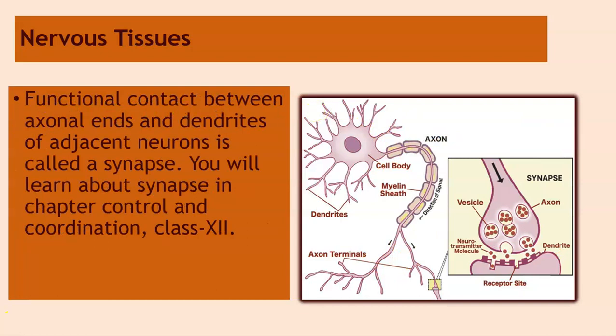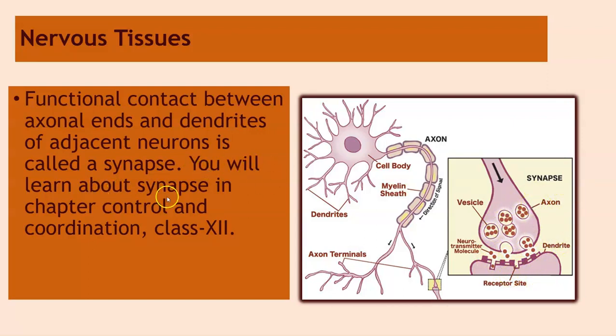Students, the functional contact between the axonal ends and the dendrites of the adjacent neurons is called a synapse. Have a look at this image here. You can see this is your neuron, and this tiny thing, the telodendron of this axon, is coming in contact with the dendrite of the next neuron. So this region is highlighted here. You can see that this is the axonal end, that is the telodendron region of this neuron, and below is the dendrite of the next neuron. So this joint where they come in contact is called the synapse.